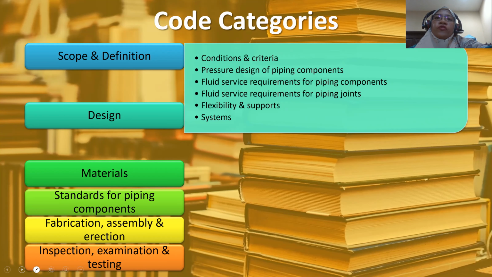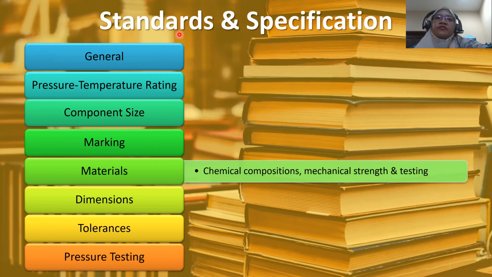While standards and specifications normally provide information on pressure and temperature rating, component size, marking, and materials, where the material section describes the chemical composition, mechanical strength of the material, and the testing for those materials. And then information on dimensions, tolerance, and pressure testing.